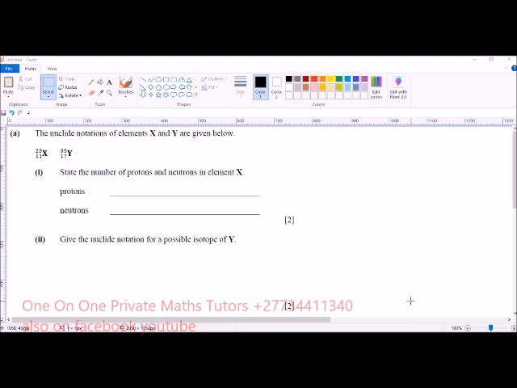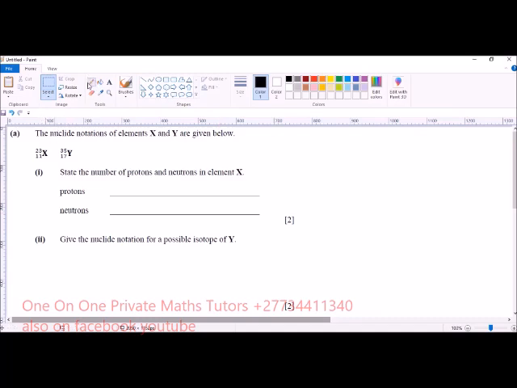Today we are looking at the combined science paper in Zimsec. Now, these papers are similar to the syllabus in Cambridge GCSE. So today we'll be looking at the combined science specimen paper. All right, we are going to look at the chemistry part.